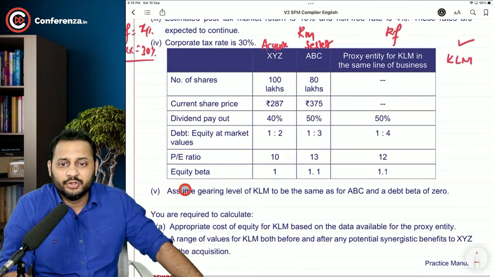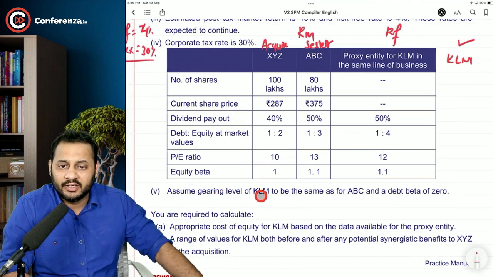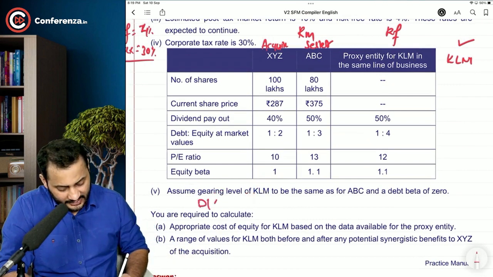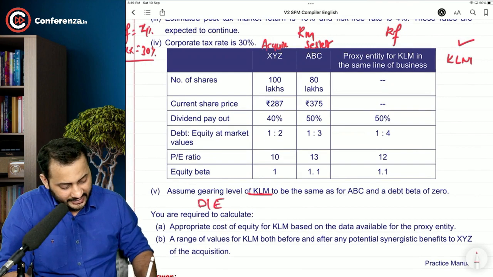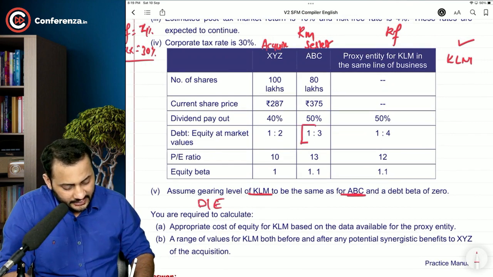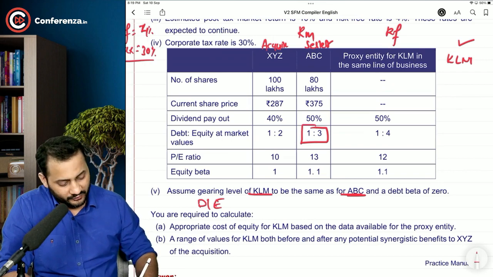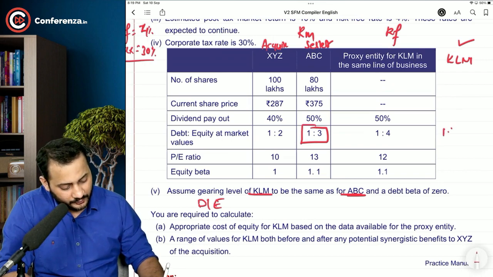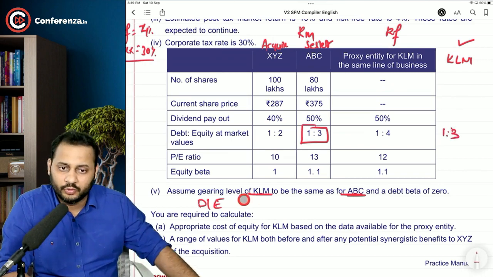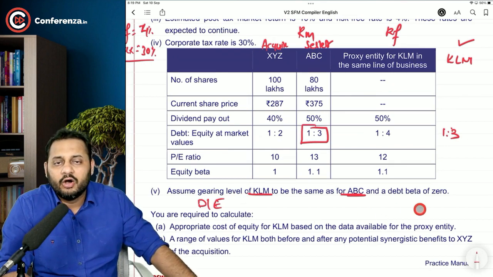Now, assume the gearing level of KLM. Gearing means the debt equity ratio of KLM to be the same as that of ABC. What is the gearing level of ABC? 1:3. So it will be the same for KLM. Let me write down 1:3. Okay, sir. And the debt beta of 0.